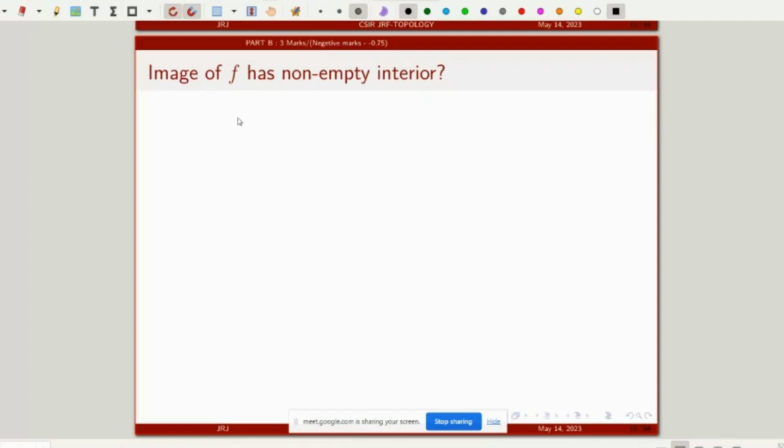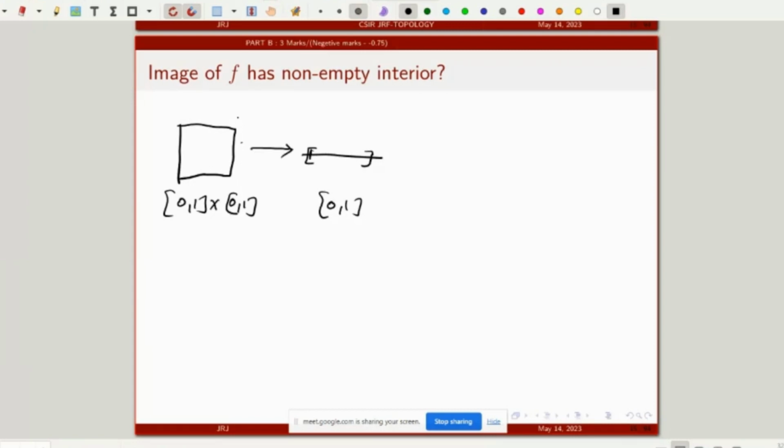Okay, see. So we have closed [0, 1] cross closed [0, 1]. Now can you give me a map which maps to the closed interval [0, 1]? From here to here, can you define a map? Which map will we take? (x, y) goes to x. Yeah, right. We can take the projection map.